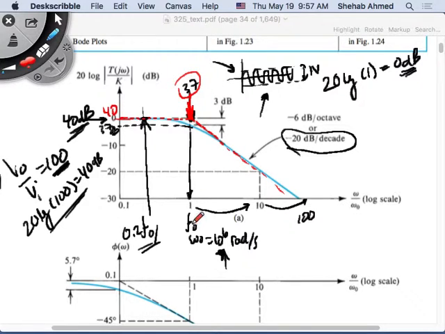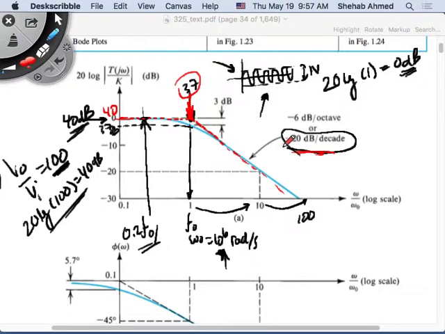So until F equals F naught, my gain is 40, meaning my signal will be amplified 100 times. When will my signal not be amplified at all? When will I have a unity gain? It will be when I lose my 40 dB, when this 40 dB becomes 0. How do I lose this 40 dB? I lose it because of this curve. The slope of this curve is always going to be minus 20 dB per decade.